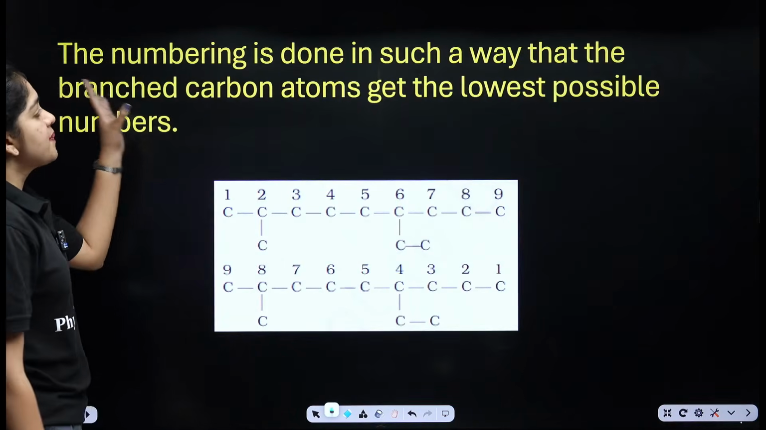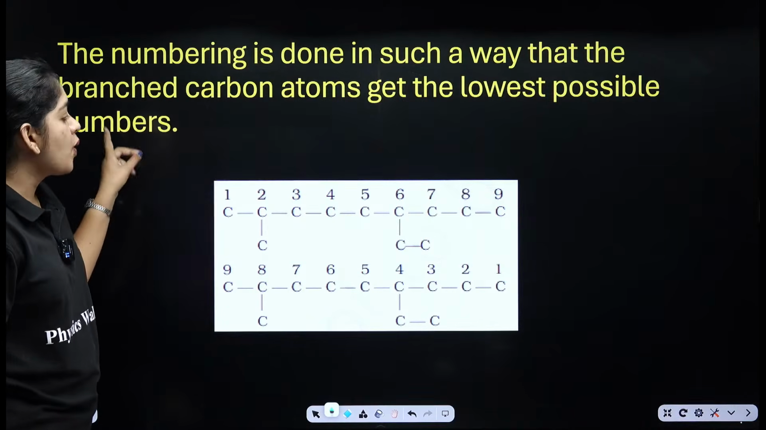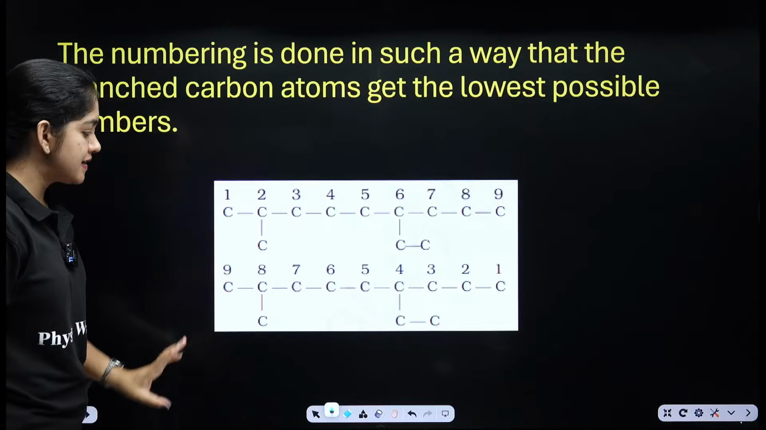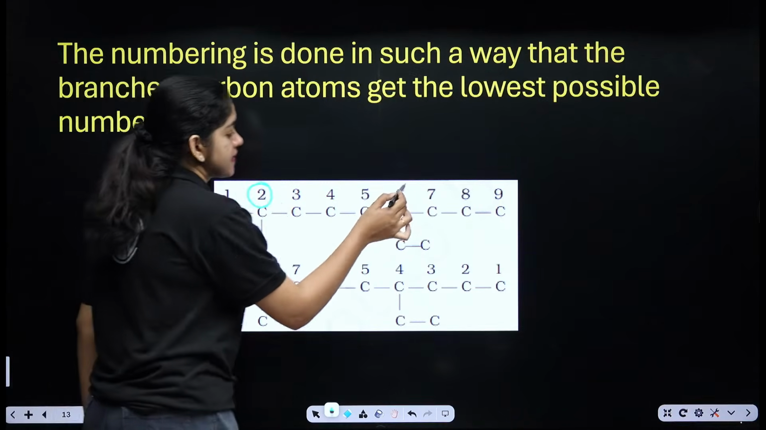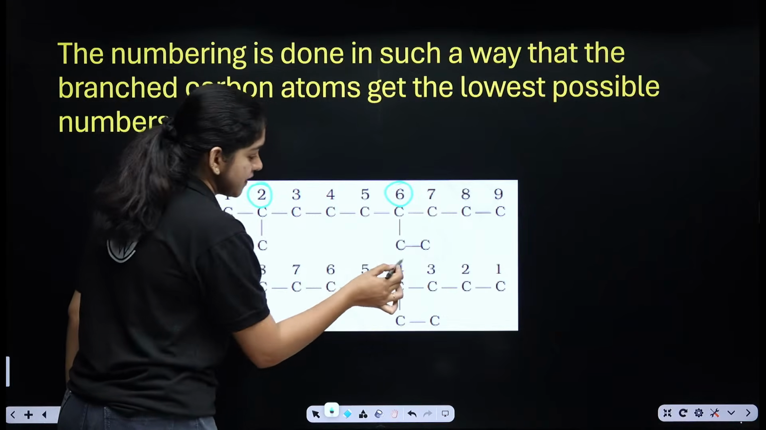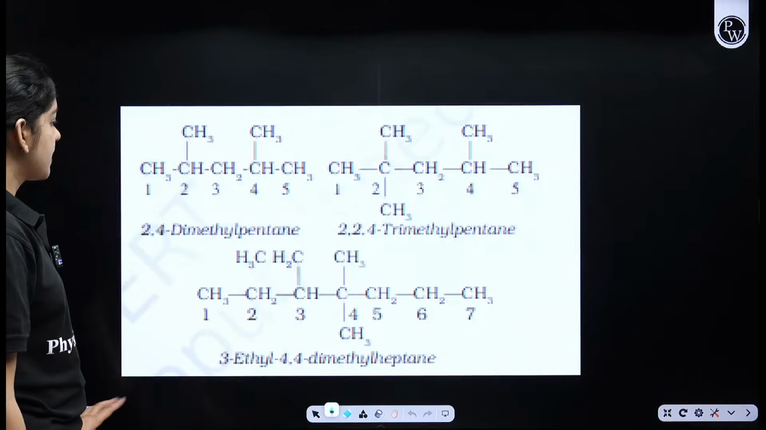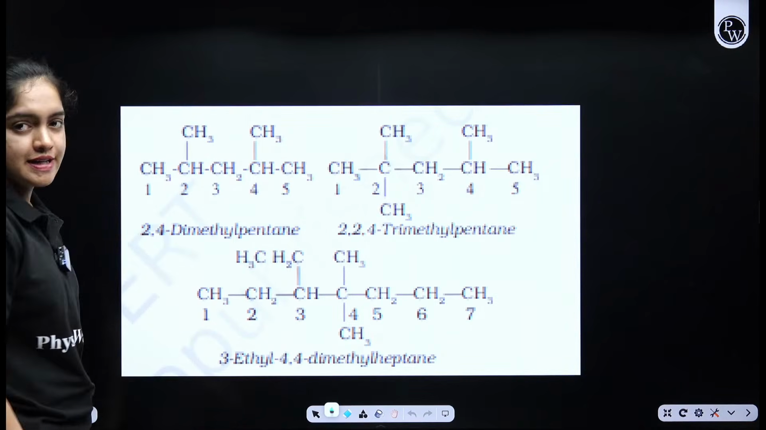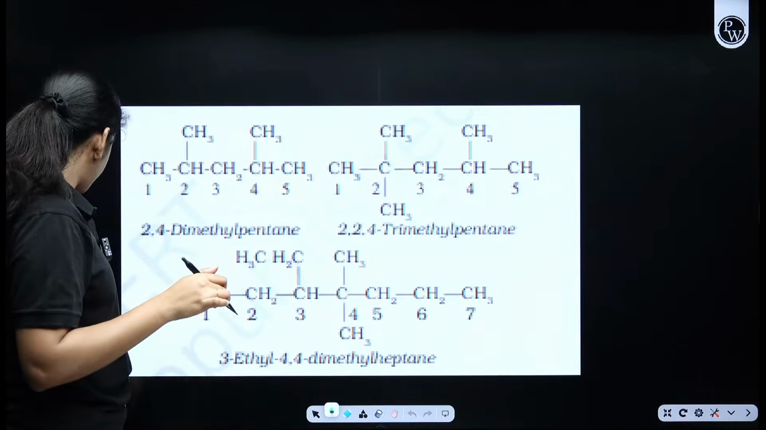So the numbering is done in such a way that the branch carbon atom gets the lowest possible number. We already did this one. The two numbers we got were 2 and 6, and the opposite way we got 4 and 8. Now we can go to some questions and see how we can check which order we should follow.